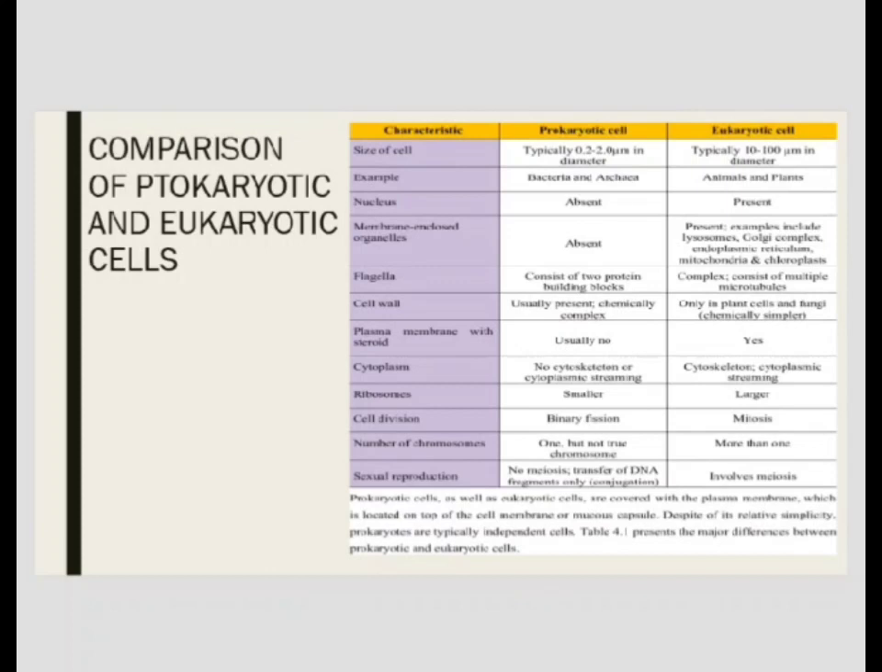So let's move on to the cytoplasm. When it comes to prokaryotic cells, there is no cytoskeleton or cytoplasmic streaming. In eukaryotic cells, there is a cytoskeleton and cytoplasmic streaming. The next is sexual reproduction. In prokaryotic cells, there is no meiosis, only transfer of DNA fragments, or conjugation. When it comes to eukaryotic cells, it involves meiosis.